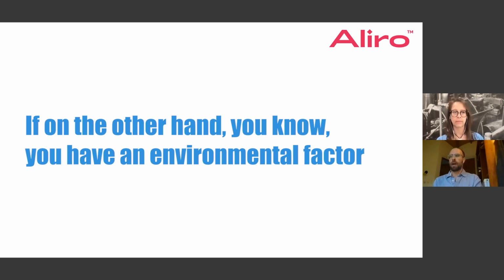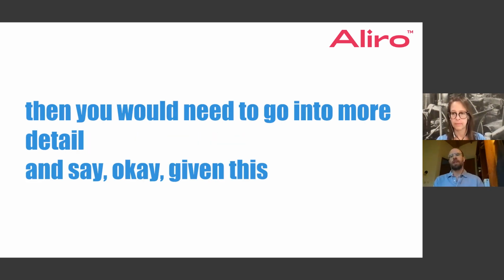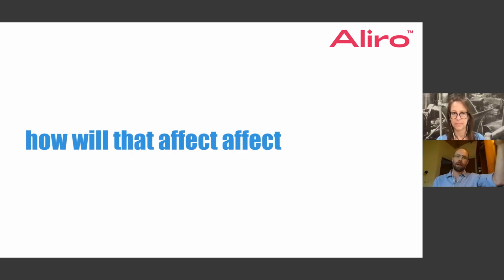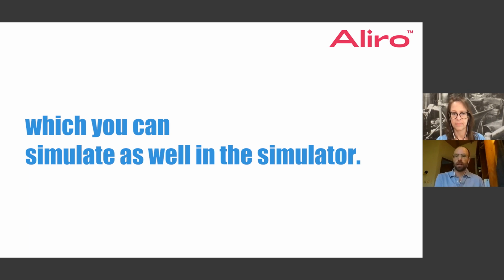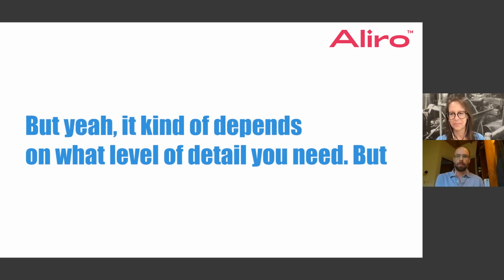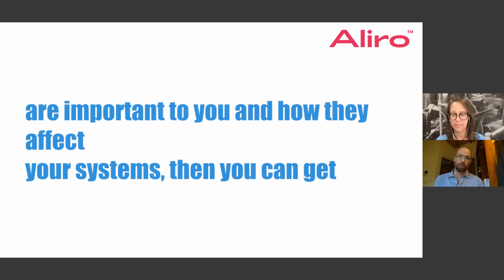If, on the other hand, you have an environmental factor that is varying across time, like temperature variance, then you would need to go into more detail and say, okay, given this temperature, how will that affect my performance? And so that's getting more into the nitty-gritty physics of it, which you can simulate as well in the emulator. But it kind of depends on what level of detail you need. But in general, if you know what environmental factors are important to you and how they affect your systems, then you can model those.